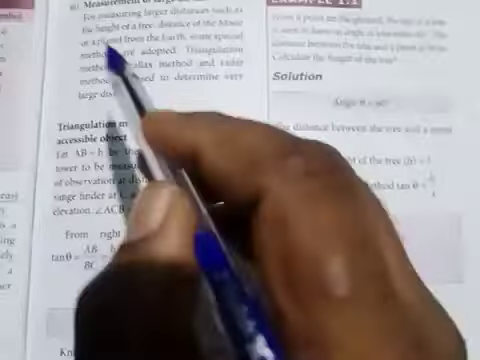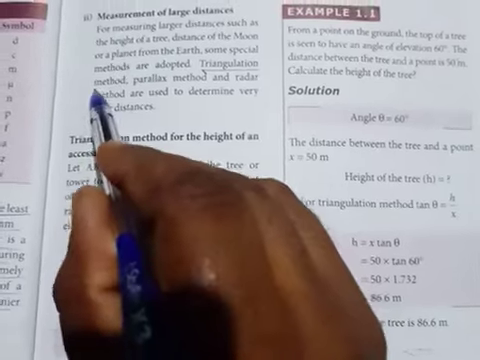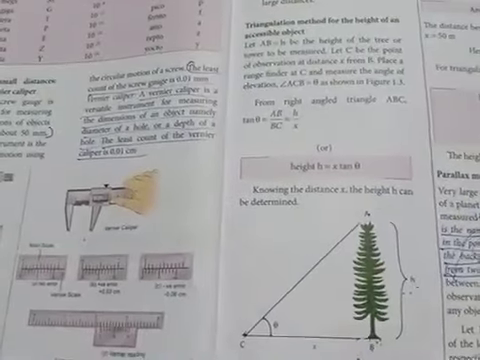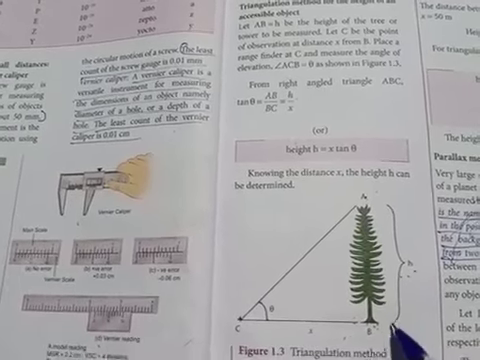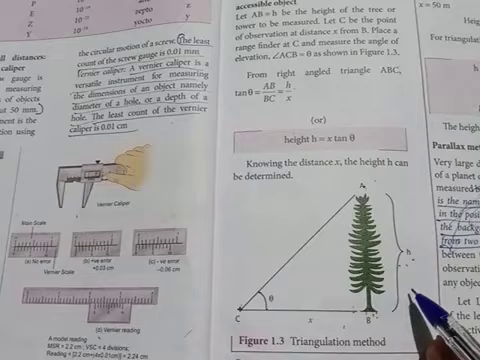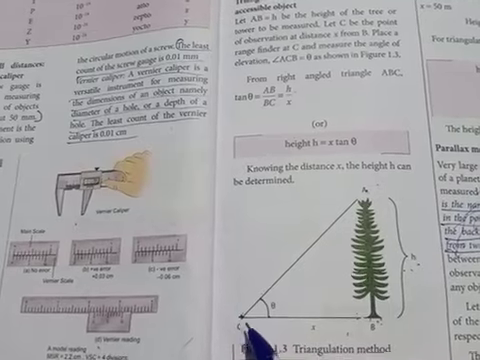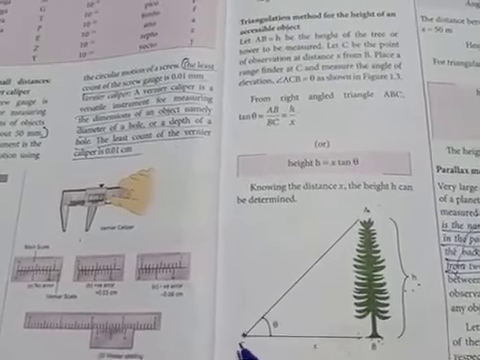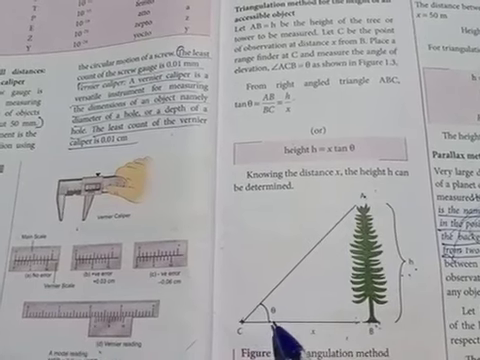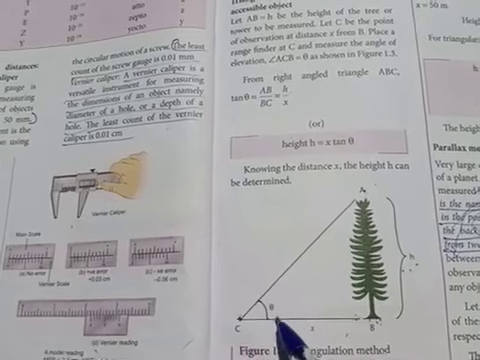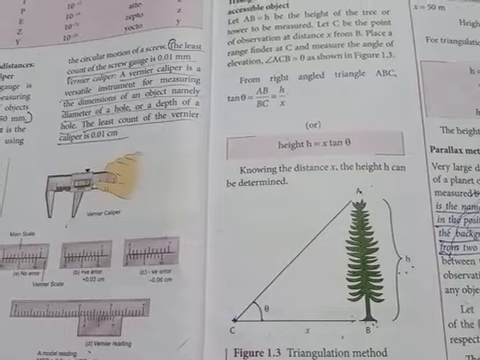Then for measuring larger distances, 3 methods we are using: triangulation method, parallax method, and radar method. In the triangulation method, I explained here, suppose we want to measure the height of a tree. We take that height as h, and the point where we are standing as c, and we are using an instrument, a range finder, to find out this angle of elevation theta, so that you will get this angle of elevation, whether it is 50 degree or 60 degree or 30 degree, anything.